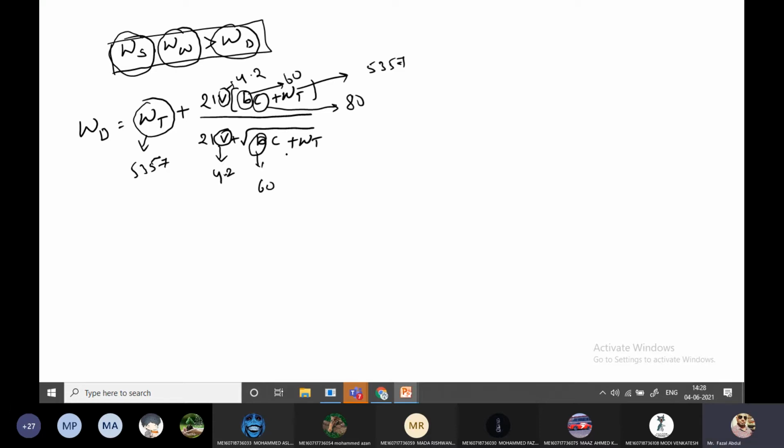Please substitute all the values, Babu. Tell me the answer. Don't take too much time. Please get me the values as soon as possible. 5357. Everything is written on the screen. You just substitute the values.